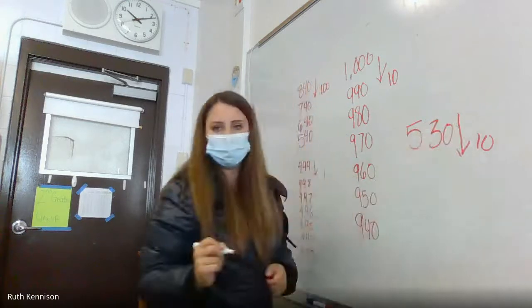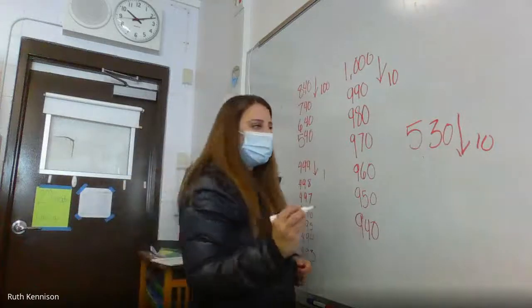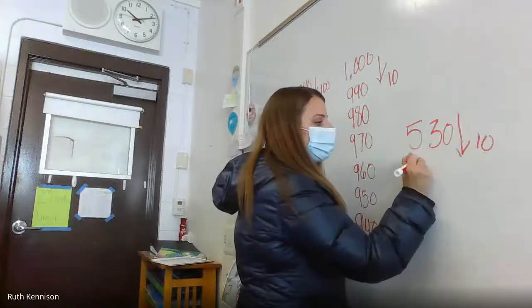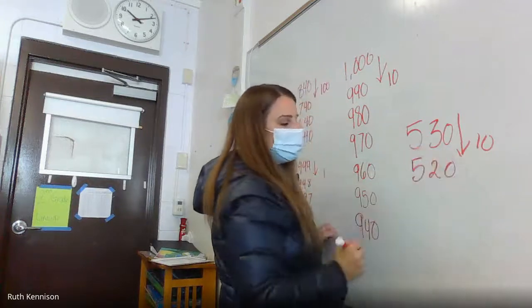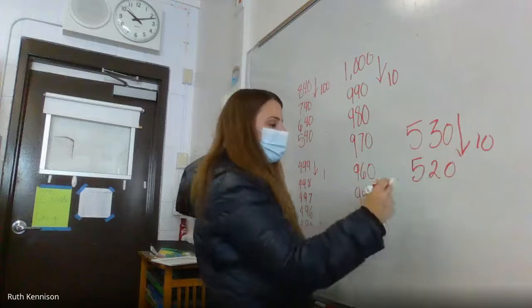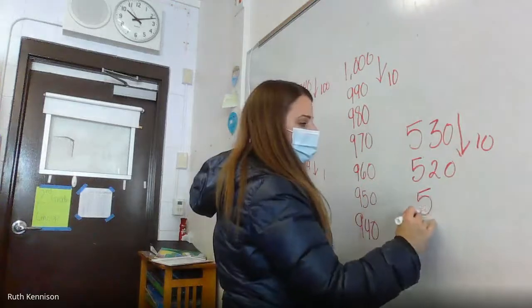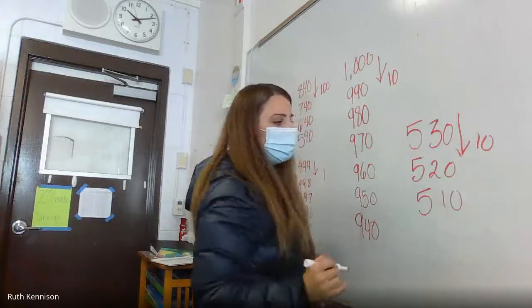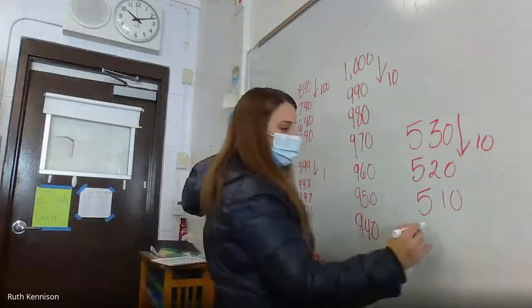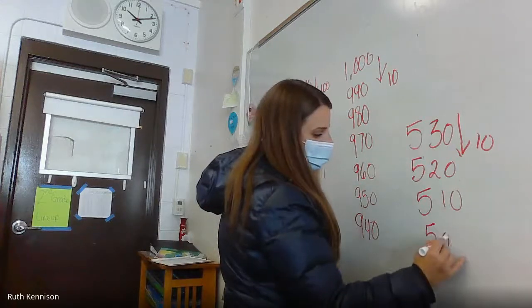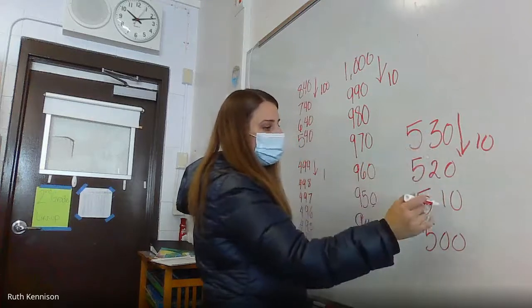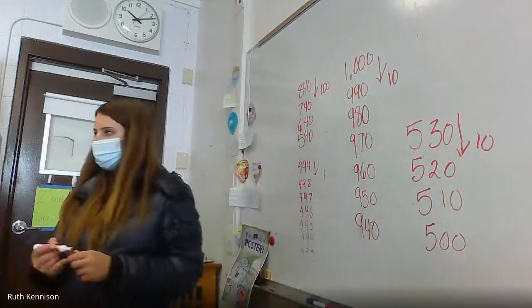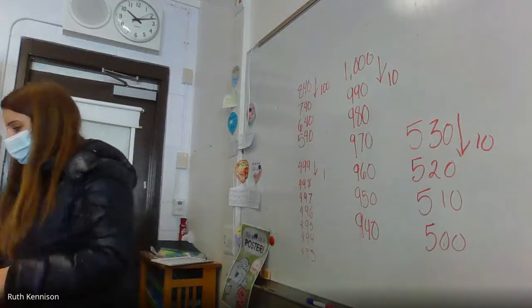530, and we're going to count by tens. So 530, count by tens, it would be 520. Now it's only the tens place value is changing. Then counting by tens, it's 510. Then counting by tens, we have 500. So if you see, only the place value went down. 3, 2, 1, 0. All right.